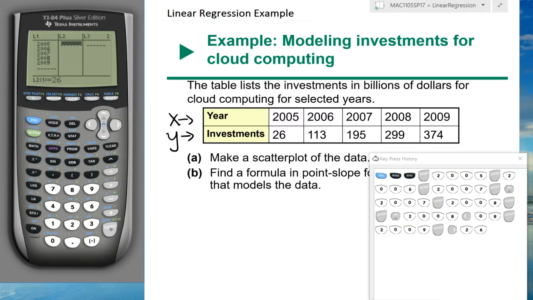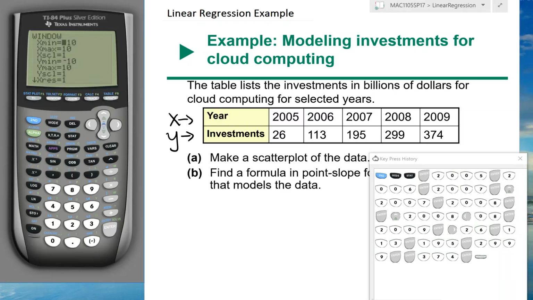So it'll be 26, which means 26 billion, but you're not going to put the zeros in there, just 26, 113, enter, 195, enter, 299, enter, and 374, enter. So to make a scatter plot of this data, you have to change your window so that you see it in the right. So go into the window.